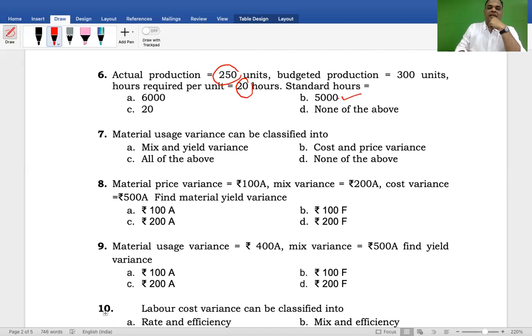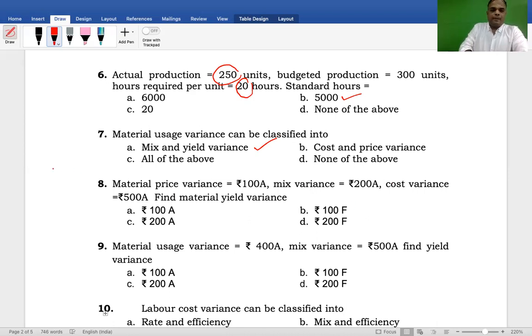Material usage variance can be classified into dash and dash. Mix and yield variance, cost and price variance, all of the above, none of the above. Mix and yield variance. Good. This is correct. Complete: material price variance 100 adverse. Material mix variance 200 adverse. Cost variance 500 adverse. Find yield variance.